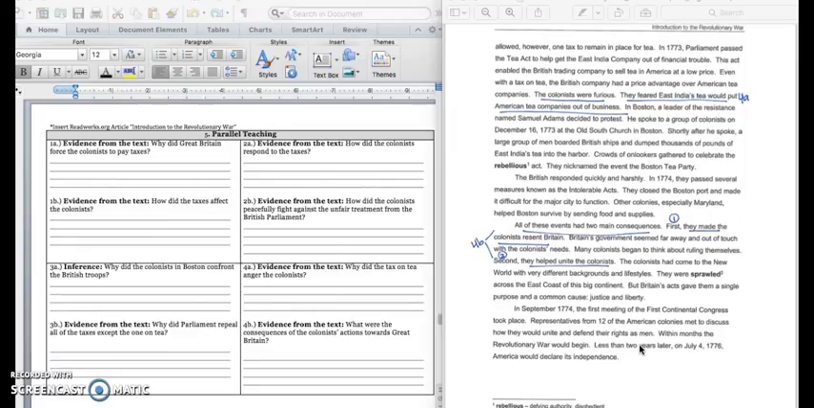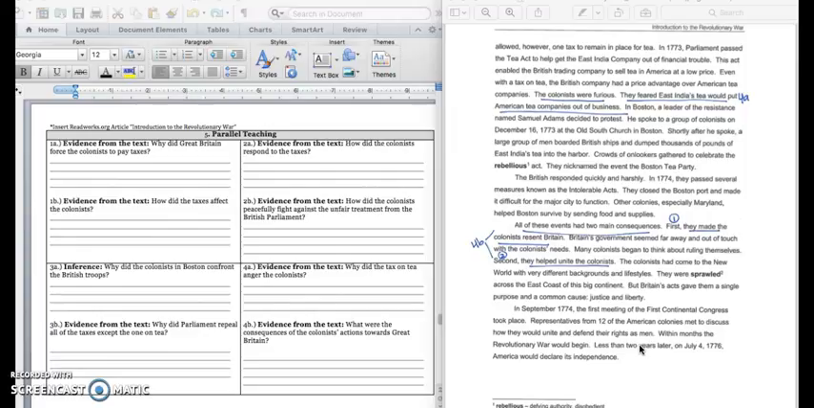In Boston, a leader of the resistance named Samuel Adams decided to protest. He spoke to a group of colonists on December 16, 1773, at the Old South Church in Boston. Shortly after he spoke, a large group of men boarded British ships and dumped thousands of pounds of East India's tea into the harbor. Crowds of onlookers gathered to celebrate the rebellious act. They nicknamed the event the Boston Tea Party.